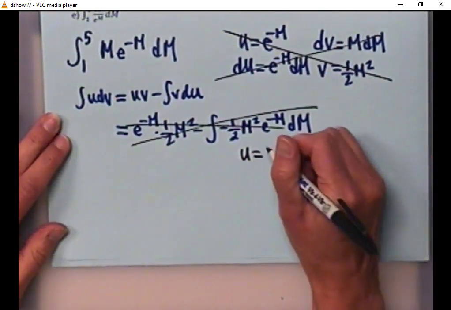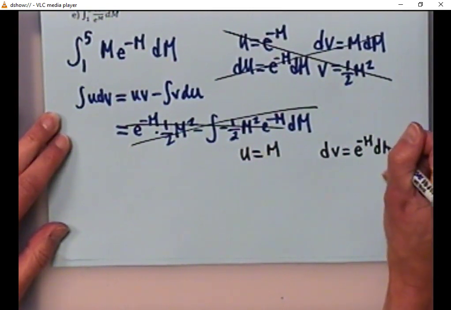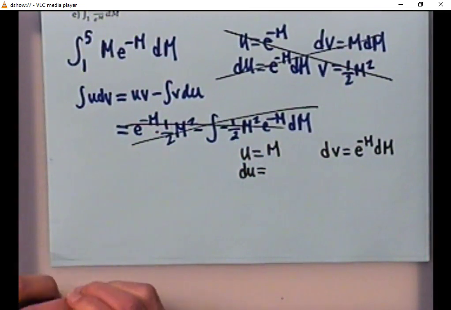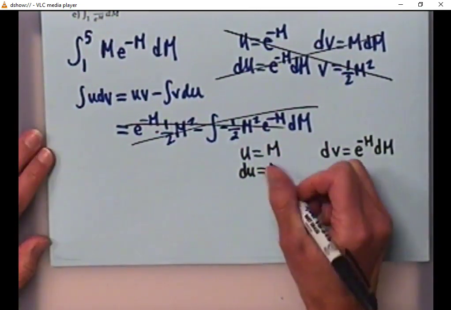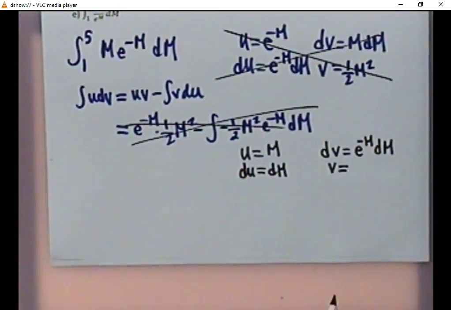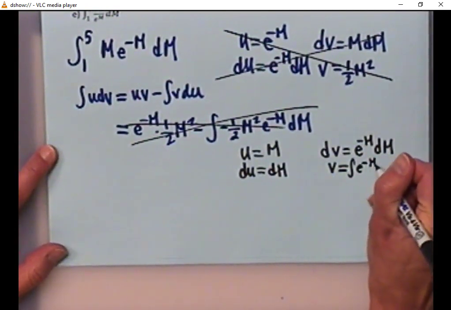So instead, I'm going to make this u equal to m and this dv equal to e to the negative m. Now it should work a little bit better, right? What's du going to be? dm, which I always like. And v, now when you integrate this exponential, what should I get?